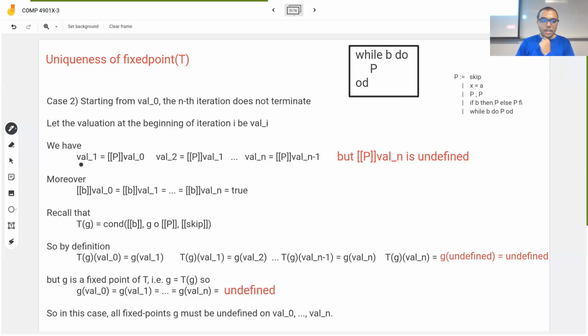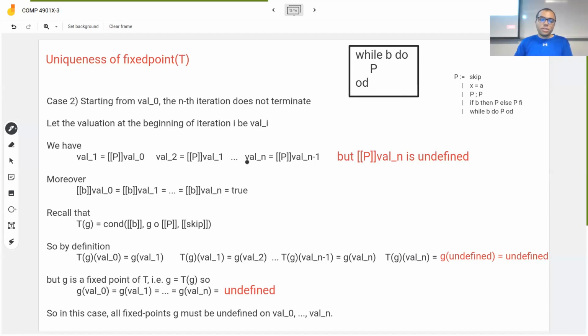Okay, again, I write the same thing. I say that let the valuation at the beginning of every iteration i be val i. Okay, now what do I have? I have again the same thing. So every valuation, every val i is obtained by the previous one by just applying one iteration of P. So val 1 is P of val 0, val 2 is P of val 1, and so on, and val n is P of val n minus 1. Now, P of val n is not defined because P does not terminate. Okay.